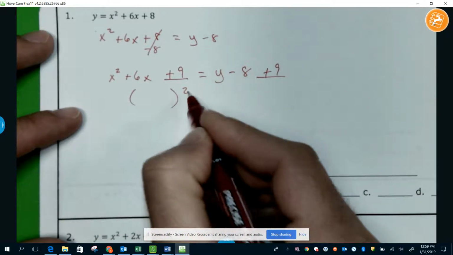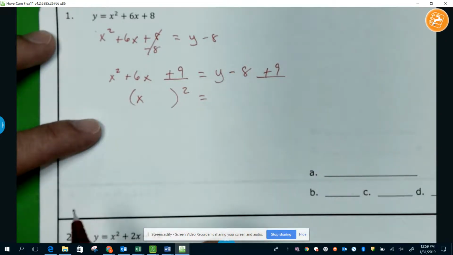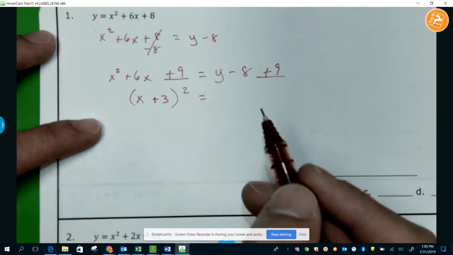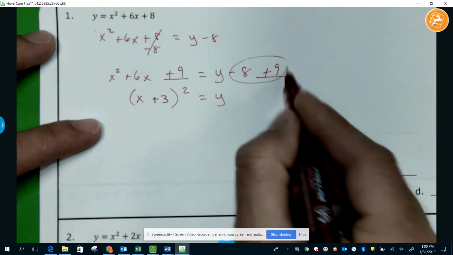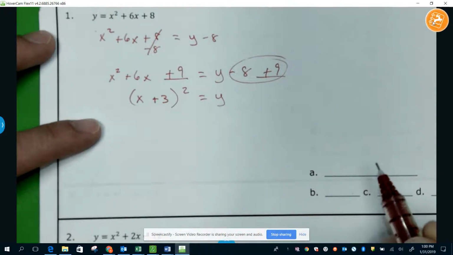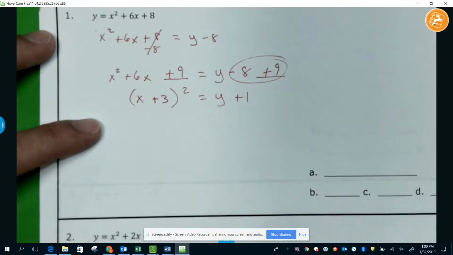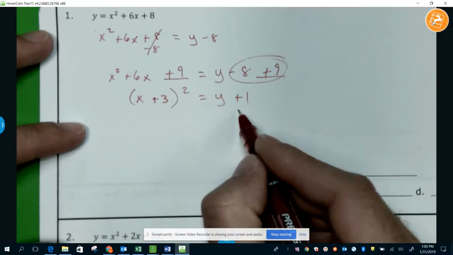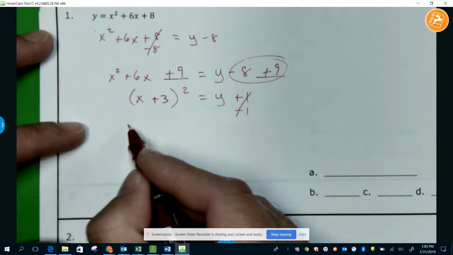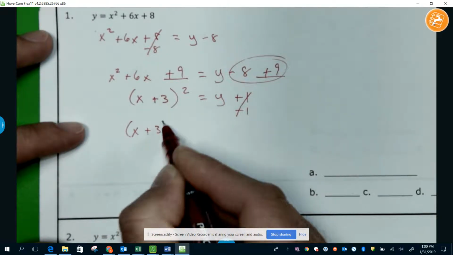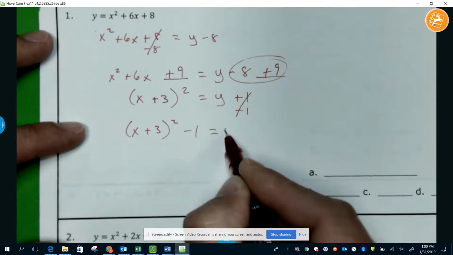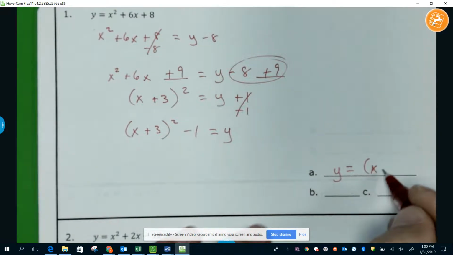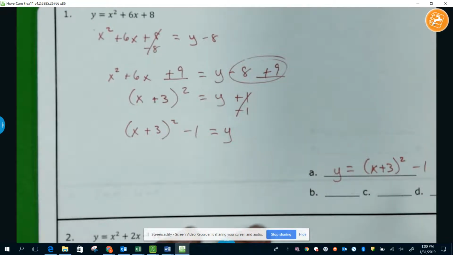We have a shortcut here to factoring the left-hand side. We know we need an x. Half of my middle term, half of 6, is positive 3, so that's what goes here. And then we've got a y. Combine those like terms. Negative 8 plus 9 is positive 1. All right, so we're almost done. We just need to get the y by itself. So we subtract our 1 on the other side. So I've got x plus 3 squared, and we subtract our 1 equals y. So we'll say y equals x plus 3 squared minus 1.